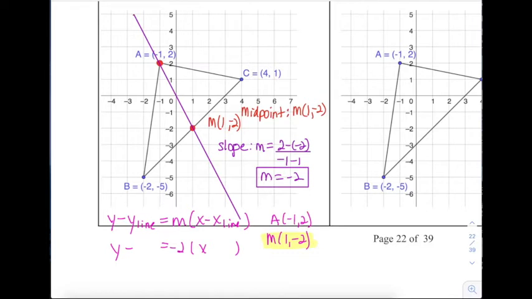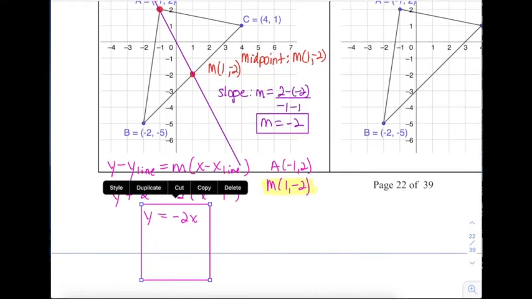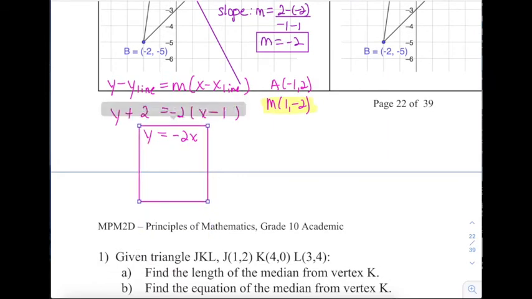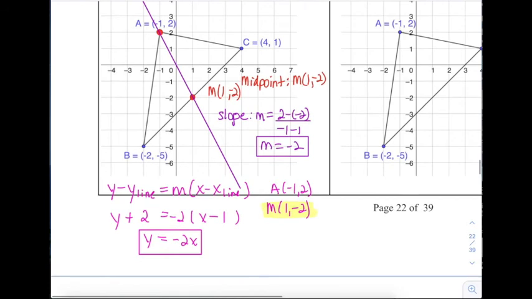All right, so let's put this in. So we're going to get y plus 2 equals -2 x minus 1. And I'm just going to do some quick algebra in my head. I got -2x plus 2 minus 2. Isn't that 0? And that looks right, right? The y-intercept is 0. It goes through 0.